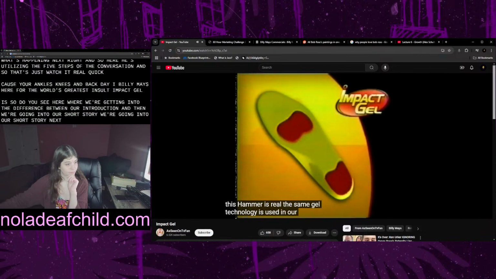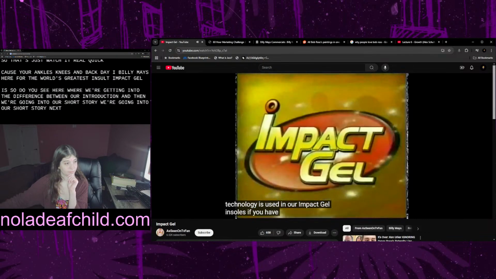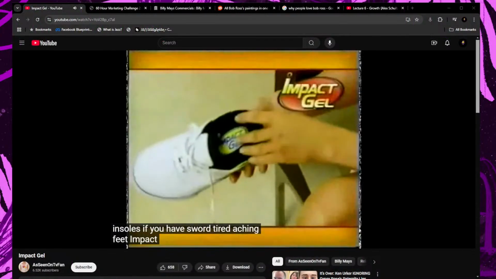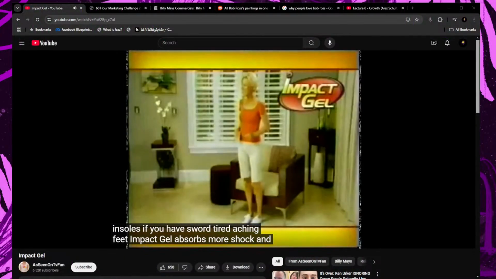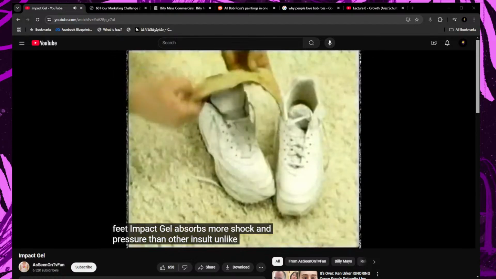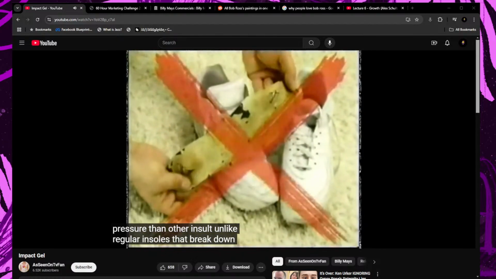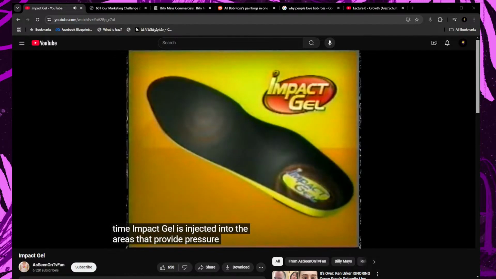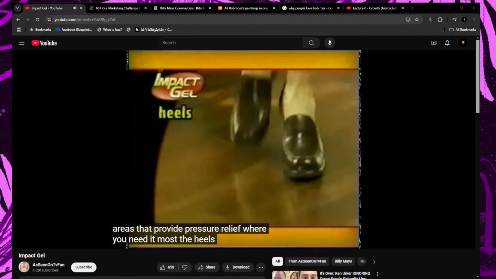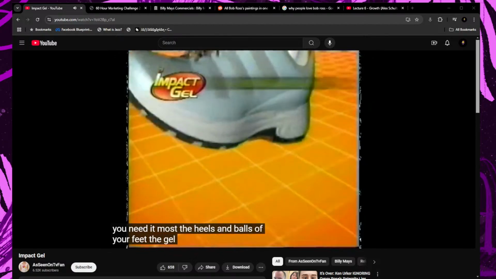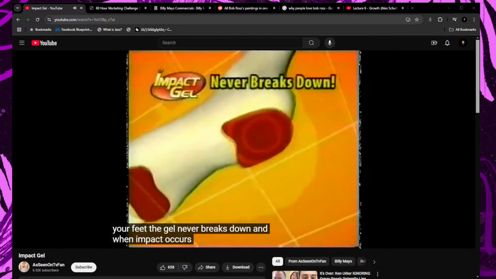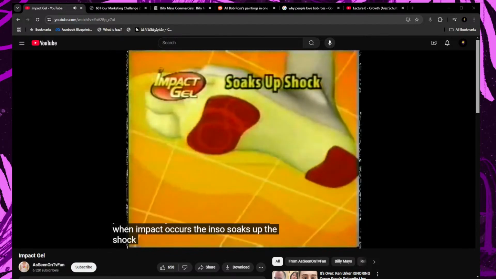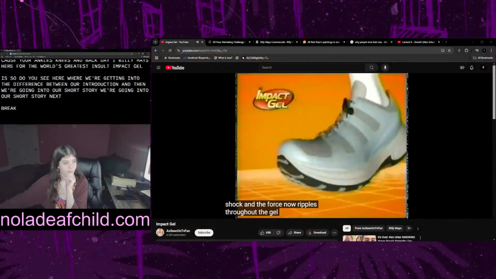Technology is used in our Impact Gel insoles. If you have sore, tired, aching feet, Impact Gel absorbs more shock and pressure than other insoles. Unlike regular insoles that break down over time, Impact Gel is injected into the areas that provide pressure relief where you need it most, the heels and balls of your feet. The gel never breaks down, and when impact occurs, the insole soaks up the shock and the force ripples throughout the gel pads.